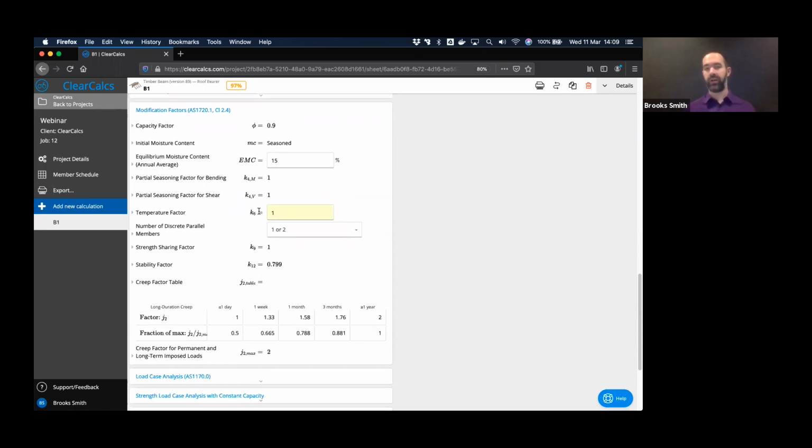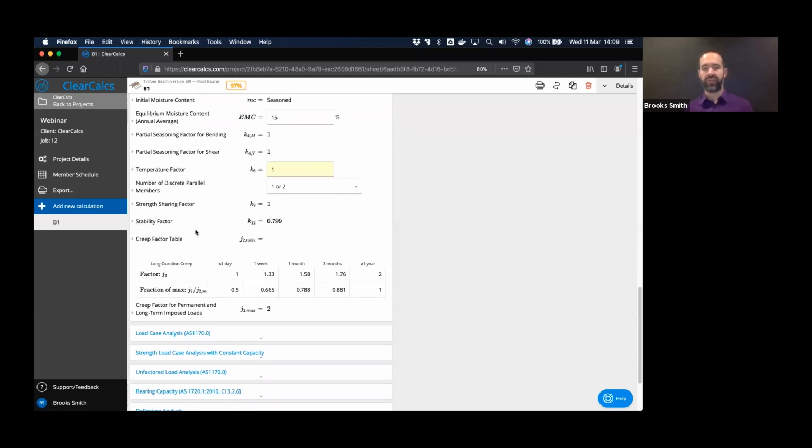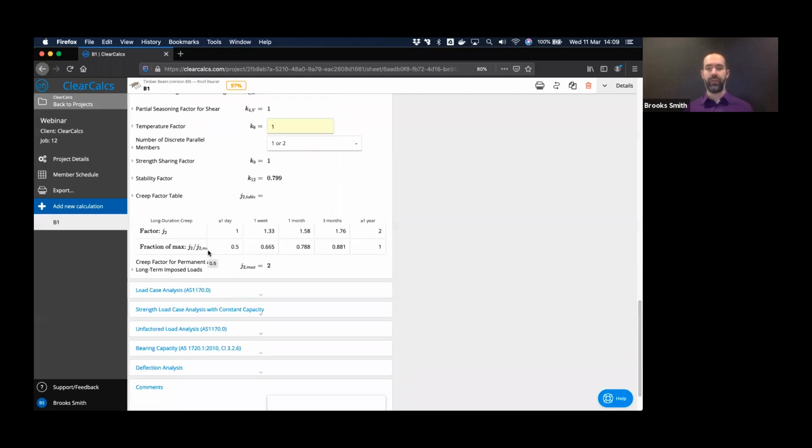We are designing for most of Australia, so K6 is equal to 1. A bearer typically does not have multiple parallel members, so we can't take advantage of K9. That's equal to 1. But this is a relatively thin member. So K12 is actually calculated as 0.8. It's relatively low. So we do have a bit of a loss in moment capacity there.